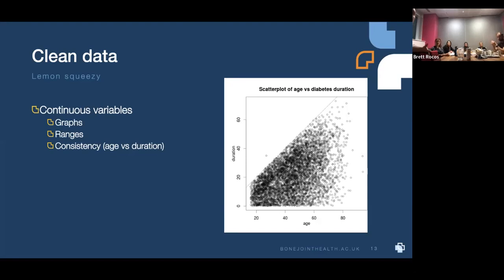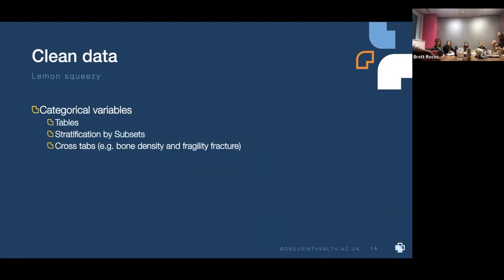Okay? And look at the consistency. We've talked about age versus duration, or if they've been taking a new antihypertensive that's only been out for 5 years, but the record says they're taking it for 15 years, for example. So it takes a bit of time. It takes a good afternoon to think of ways you could test it.